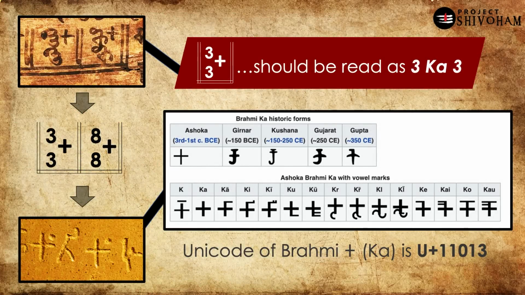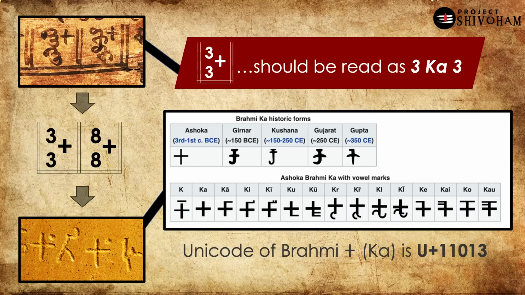Luckily, the Brahmi script is well decoded and we can figure out very easily that this plus symbol, which is on the edicts of Ashoka, is actually a Sanskritam Shabda which represents Ka. So the 3 plus 3, it's not a plus sign, but it is a Sanskritam Shabda which is written in Brahmi, and it should be pronounced as 3 Ka 3. The plus is nothing but Ka.